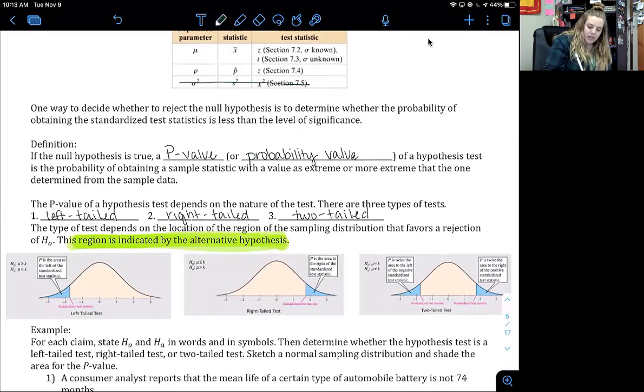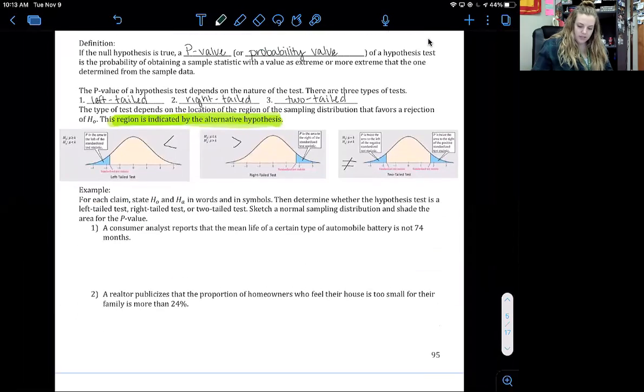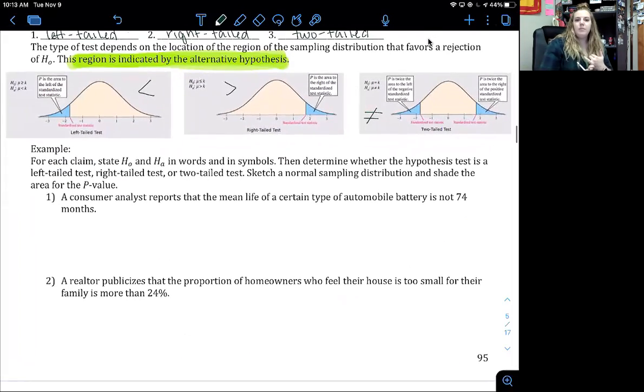So for a left-tailed test, this is going to be when we're less than. It's pointing to the left. Right-tailed is going to be when it's greater than. It's pointing to the right. And two-tailed is going to be when we're looking at not equal. Okay, so we're looking at the two sides then. So what we're going to look at now is 2 examples where we're going to state the claim, the hypotheses, and then we're going to determine what type of test it is.